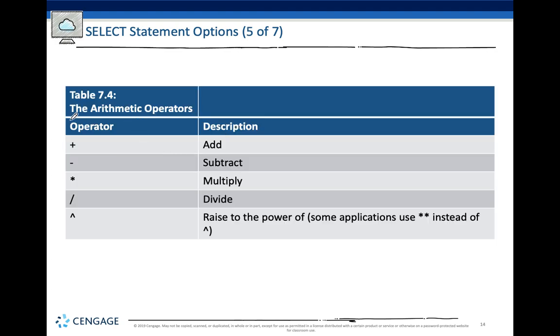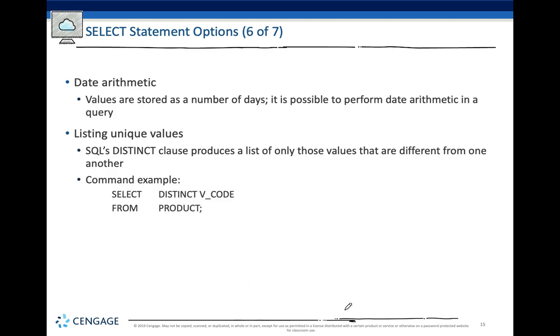Now we can also do arithmetic operators within SQL statements. For example, if you want to add 2 numbers from 2 different columns, you can use the plus operator. If you want to subtract, you can use the minus, and so on. Aside from numbers, you can also do date arithmetic in SQL. It is possible to add days, subtract days, and so on. There are examples of this in the textbook. You can look at a couple of examples there. It's very easy and intuitive to understand.